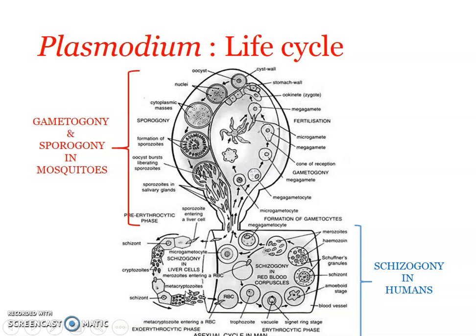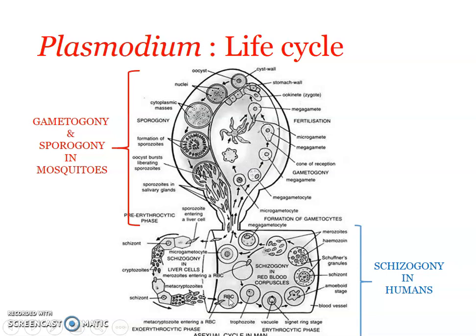Okay, now the next phase starts. Here these cryptozoites can then enter into the erythrocytic schizogony. So the part of the schizogony which is completed within the RBC is what is referred to as erythrocytic schizogony. These metacryptozoites, after escaping into the blood, that is after bursting out from the liver cells, may get into the blood, and then they invade the RBCs.